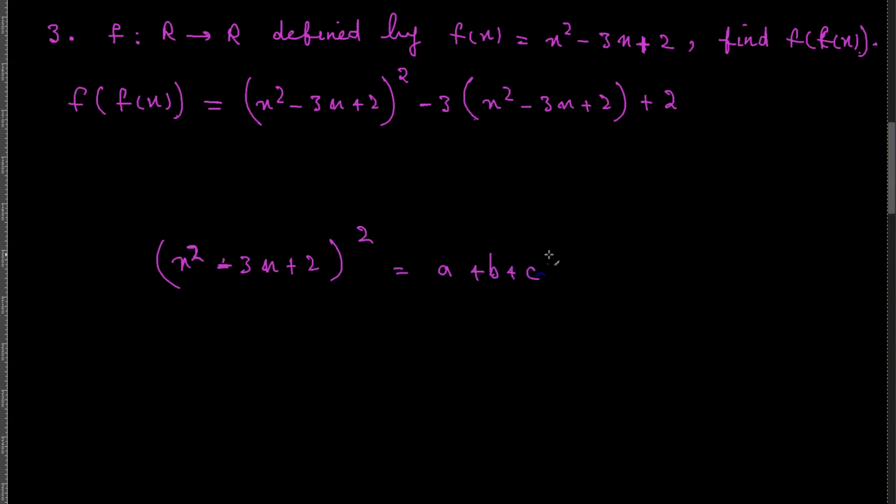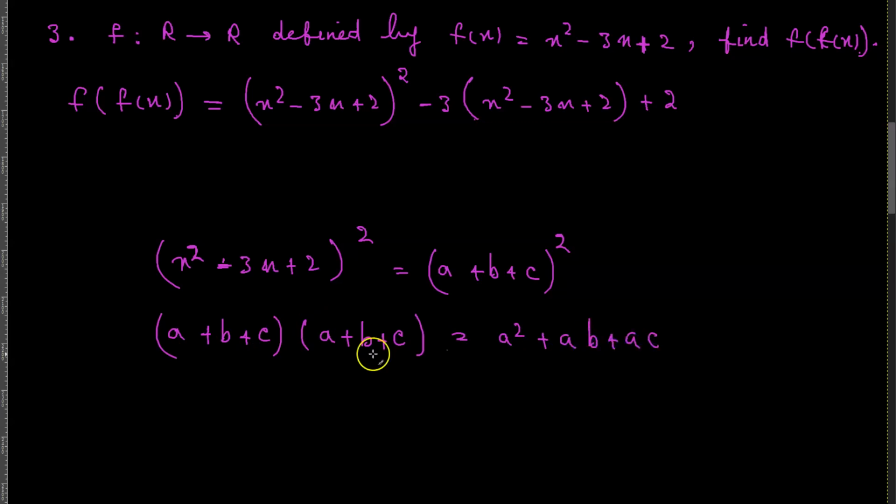You want to calculate this, and of course you can regard this as, for example, a plus b plus c, whole squared, and there must be some formula for that. That would be a plus b plus c times a plus b plus c, which is equal to a squared plus ab plus ac plus ab plus b squared plus bc plus ac plus bc plus c squared.